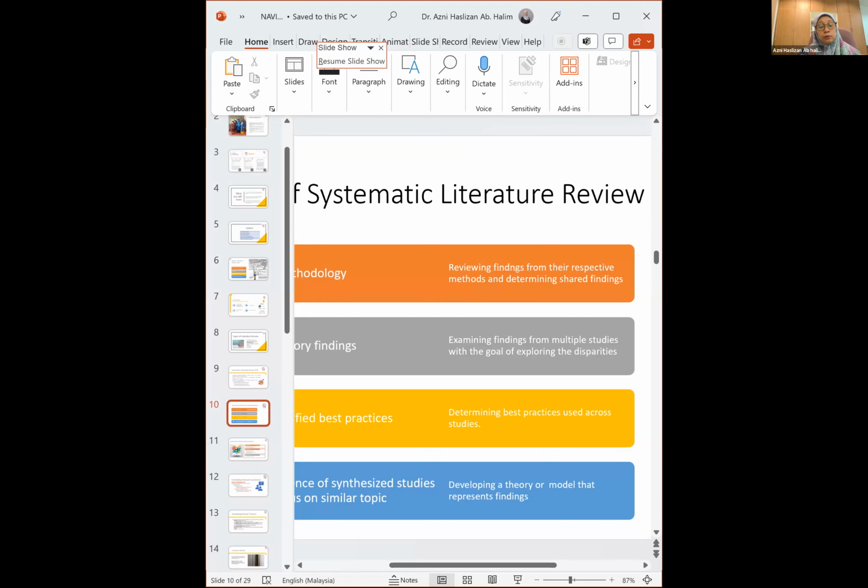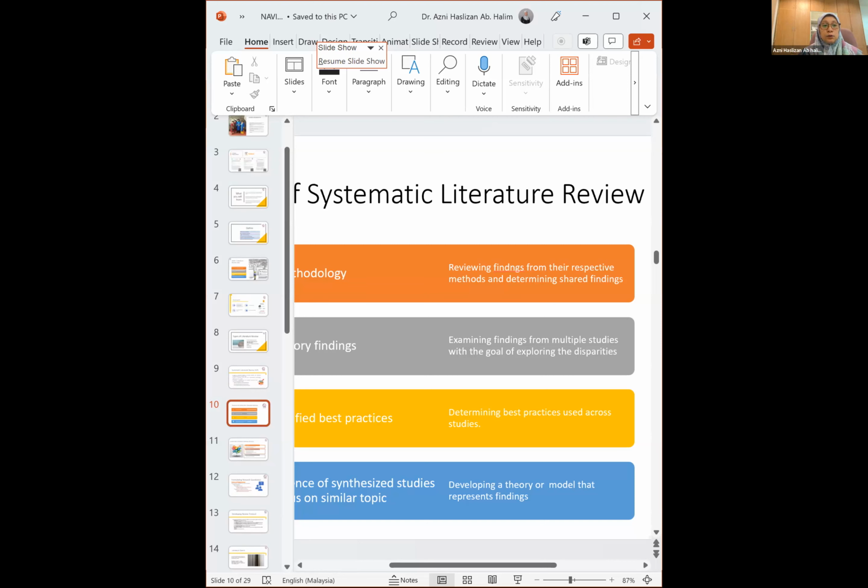So, looking at the purpose of study in my slide, you have to do a traditional or narrative literature review first by skimming through a few papers, and then get the idea of what is going on in your field of study or your research.